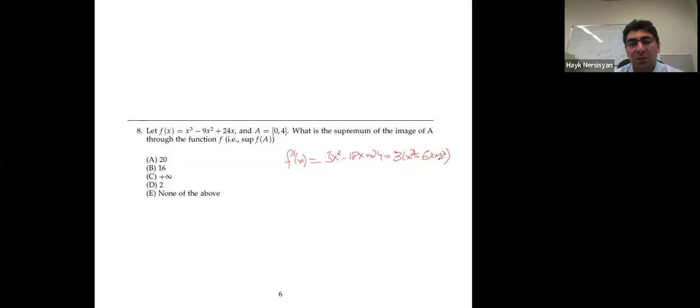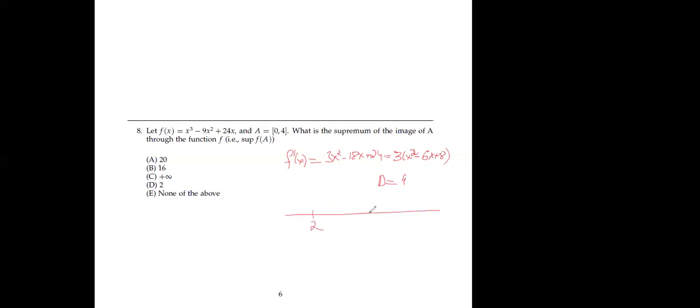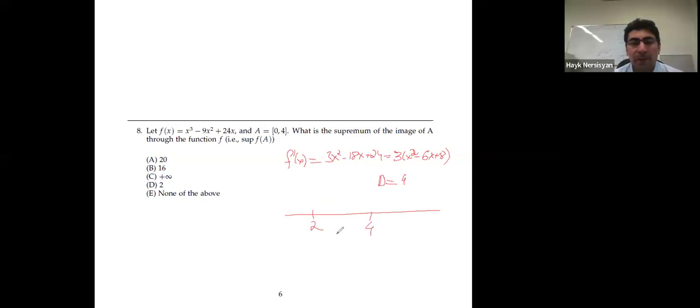Here we are going to get 2 roots. What is the discriminant? The discriminant here is 4. So our roots are 6 plus minus 2 over 2, so 4 and 2, am I right? Yes, 2 and 4. Okay, and we have the given interval from 0 to 4.